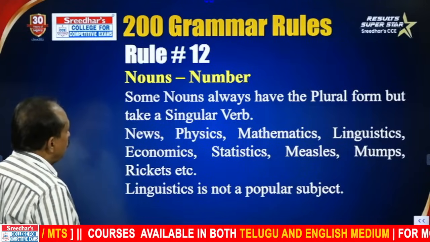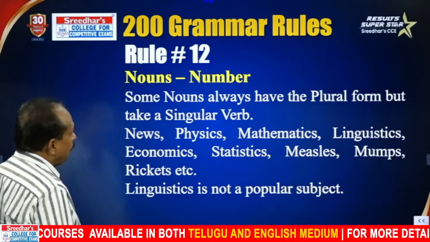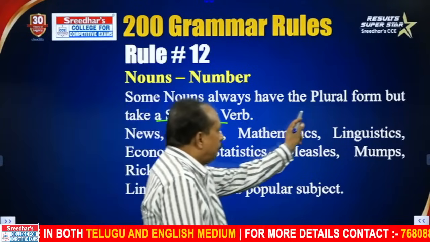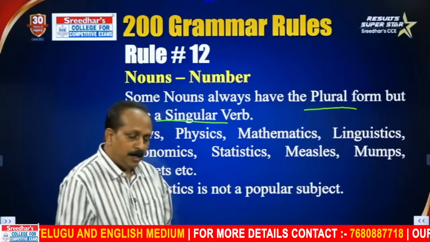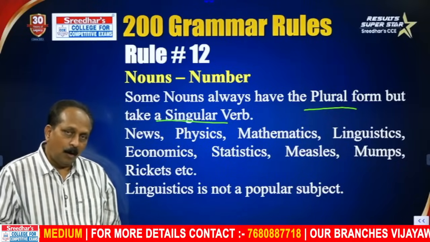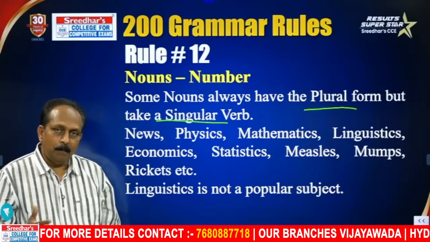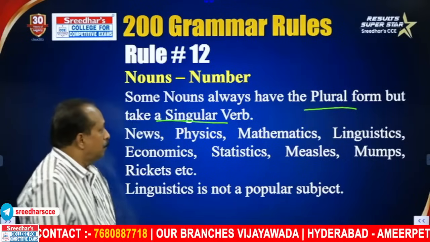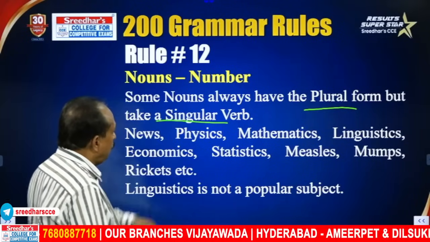Rule number 12. Some nouns always have the plural form but take a singular verb. The previous one talks about always plural form, plural verb. This one, always plural form, but a singular verb. You have to focus on the key words. First, the rule: plural form, singular verb.